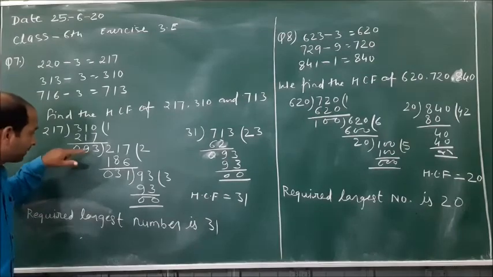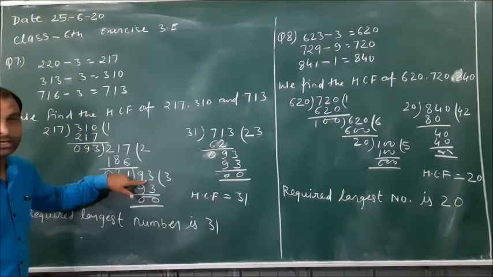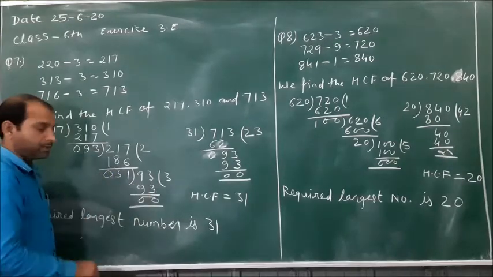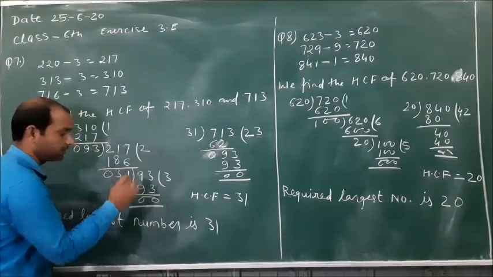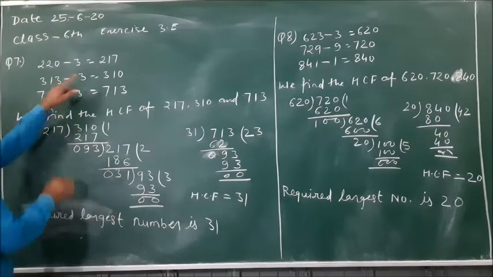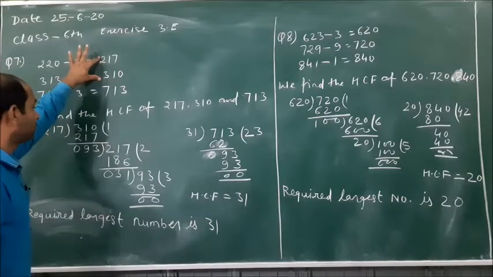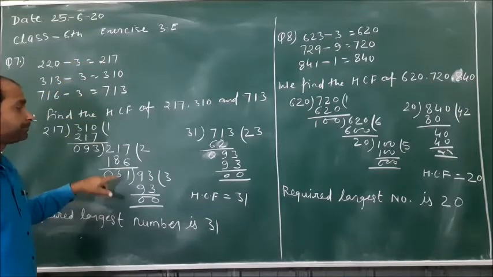Now here we read the table of 93. So 93 comes down here, in the dividend place. 31 times 3 is 93. Your remainder is 0, which means the HCF of the two numbers 217 and 310 is 31.